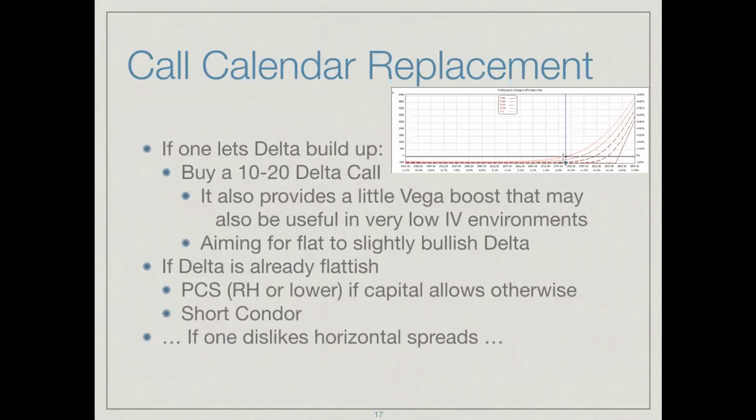But that said, it's only if you have already let your delta build up, and generally, especially in a ranging market, the delta will just build up over time. So if you have let the delta build up, then just buy a 10 to 20 delta call to flatten your delta. And also in a very low IV environment, not only your delta will give a good boost on the way up, but in the low IV environment, providing it does not lose too much due to time decay, it can also give you a bit of Vega boost because it's a Vega positive adjustment, basically.